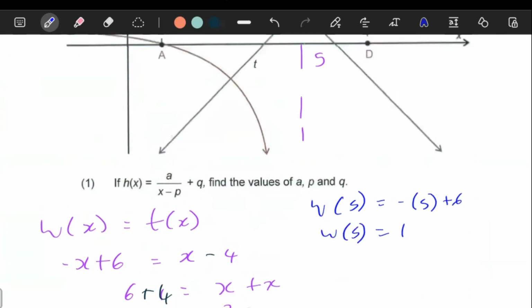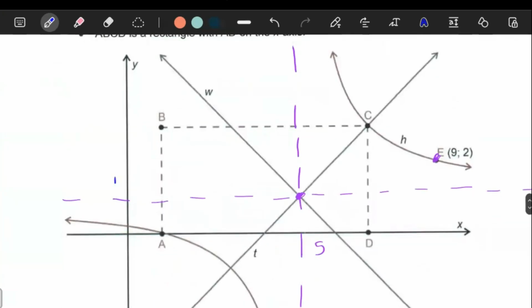The y value is a positive 1. So this has given you P, and it has also given you Q, right? So with that being said, let's keep moving forward. So we have P and Q now.